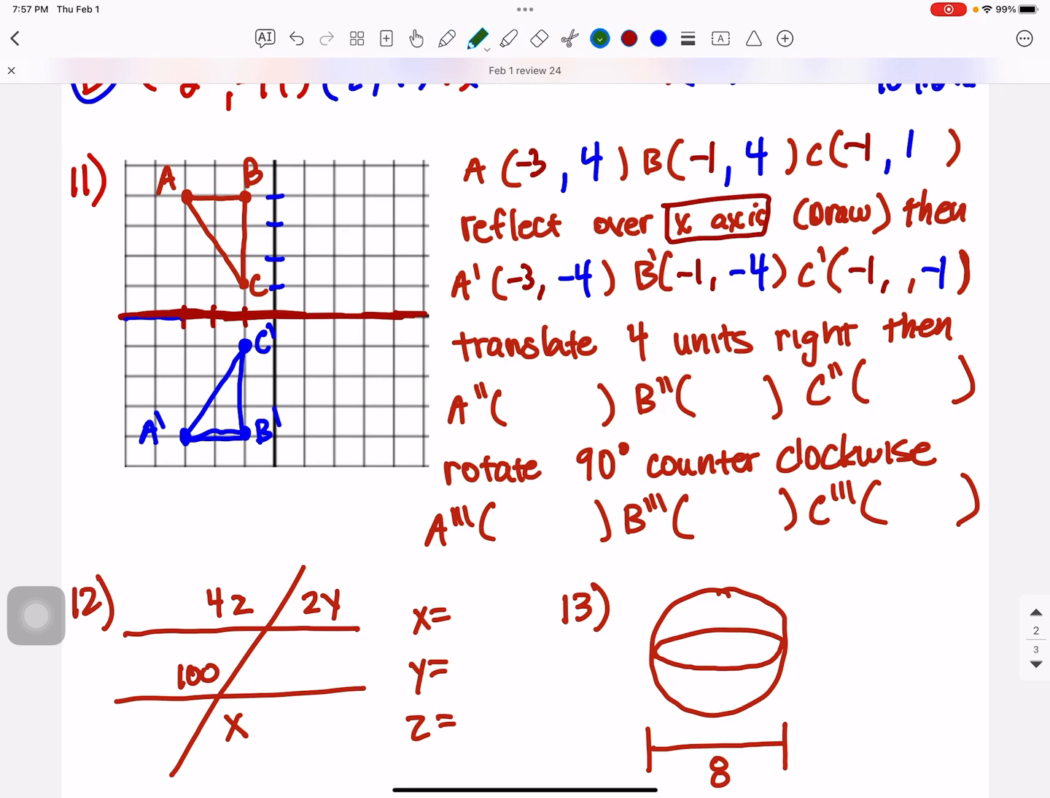Now I'm going to translate this 4 units to the right. I can do it on the graph. 1, 2, 3, 4. There's the new C spot. B, 1, 2, 3, 4 is right beneath it. There's the new B spot. A is right here now. If I just move it 1, 2, 3, 4 to the right, there's the new A spot. That's really easy. This triangle is now there.